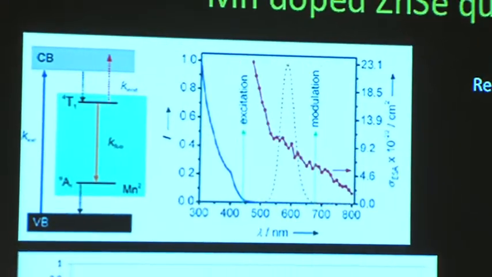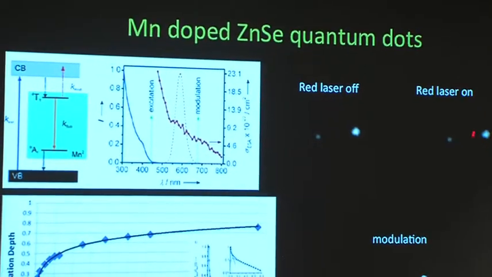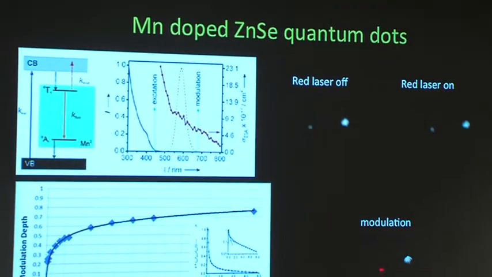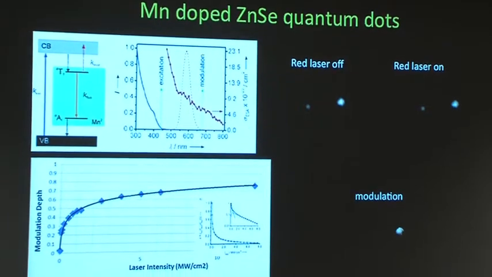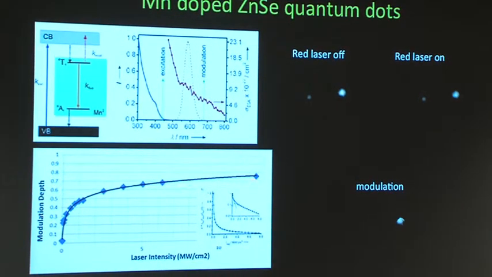So here's just an example. If you don't have the red laser on, you get a bright spot. If you turn the laser on, this intensity diminishes, and you can look at the modulation intensity here. And as you increase the intensity of your red laser, you can increase the modulation depth. And in theory, you should be able to get close to 100% modulation.